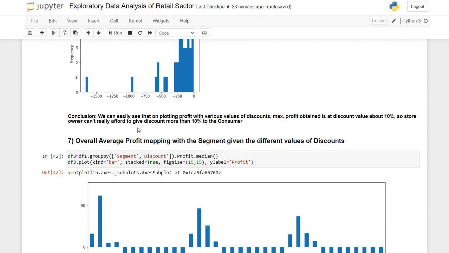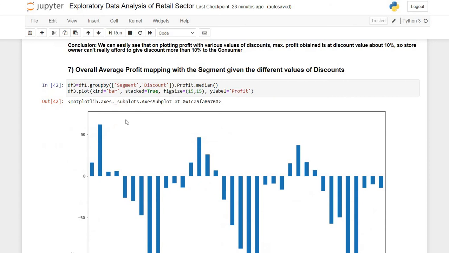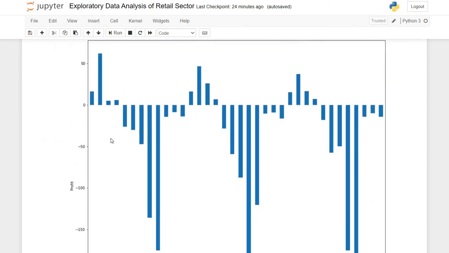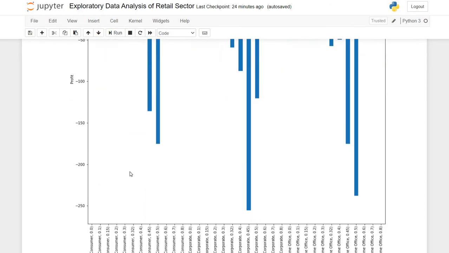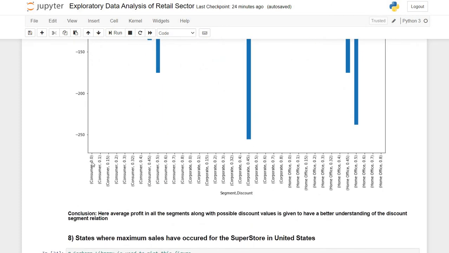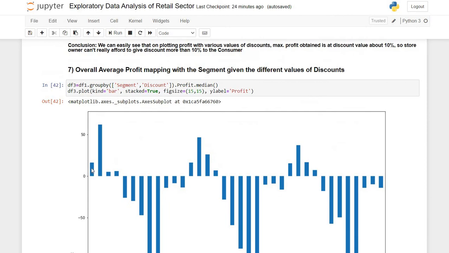Now another task we'll be doing is to find the overall average profit mapped with the segment, with different values of discounts. So we'll be using matplotlib in that case, and we'll be generating this type of graph. So what does this graph say? If the consumer segment is given a discount of 0%, then the profit generated will be around 20 rupees or so.